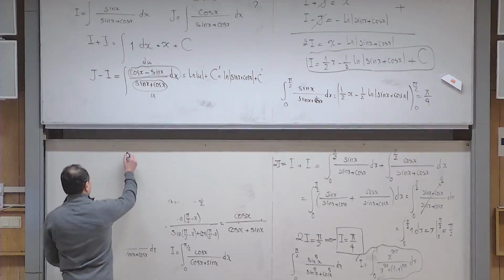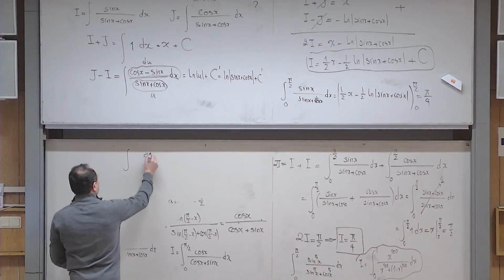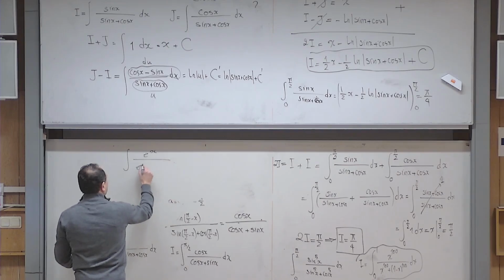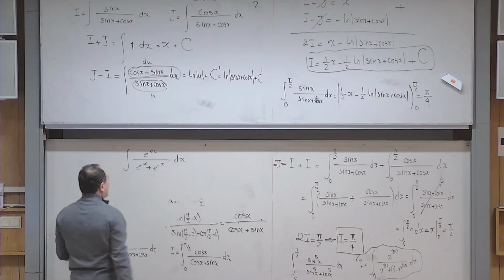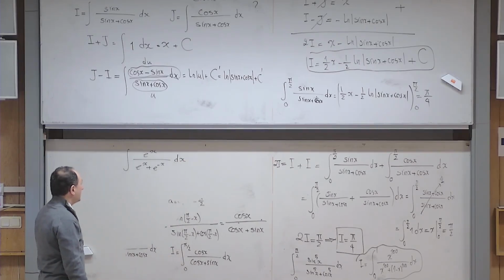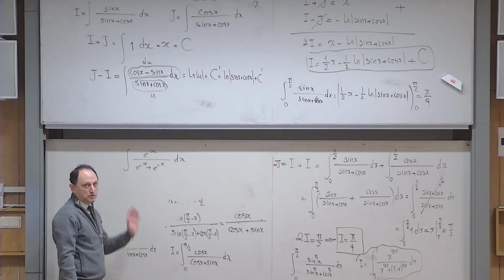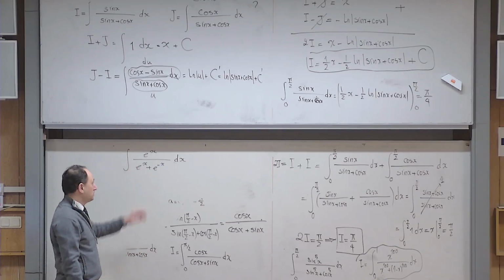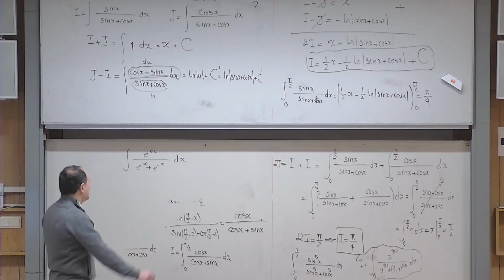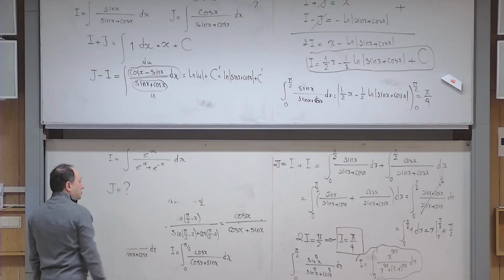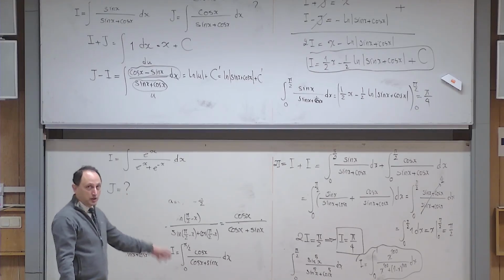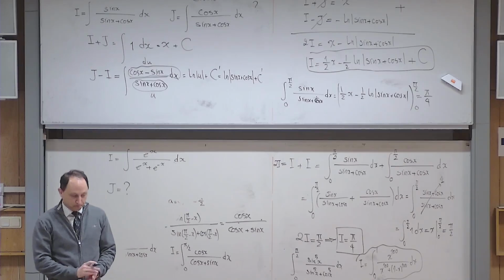I mean, so integral e to the power of x divided by e to the power x plus e to the power minus x dx. Okay, of course, this you can calculate just by the method of substitution, just tackling the problem itself. It will not be that hard, but I want you to guess what is a good choice for j so that this trick will again work.